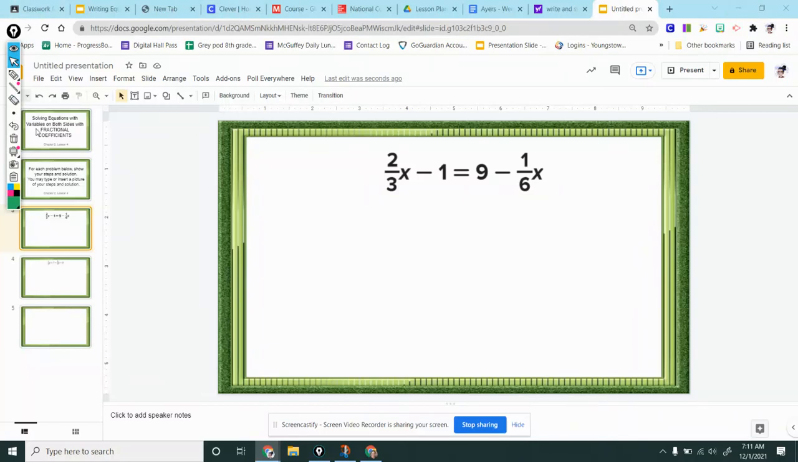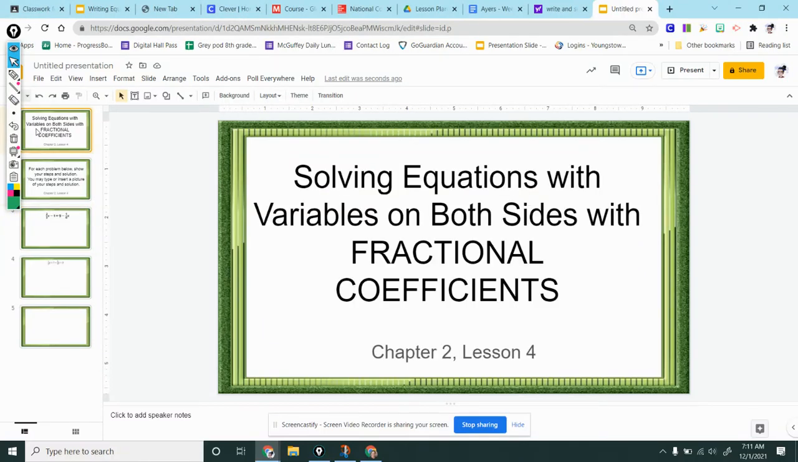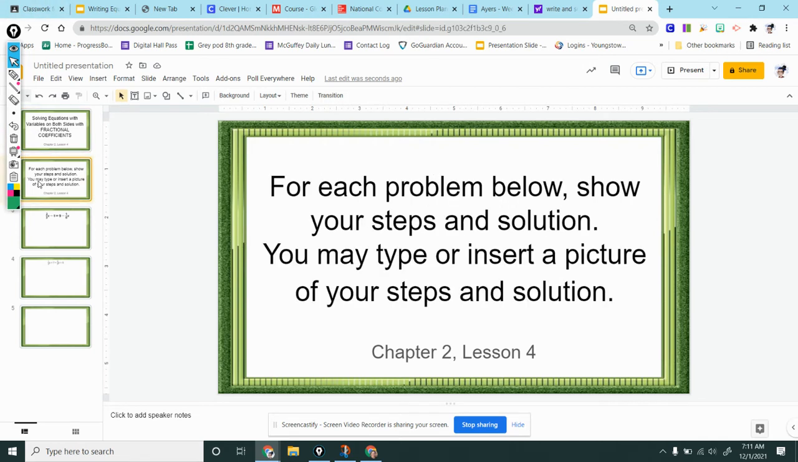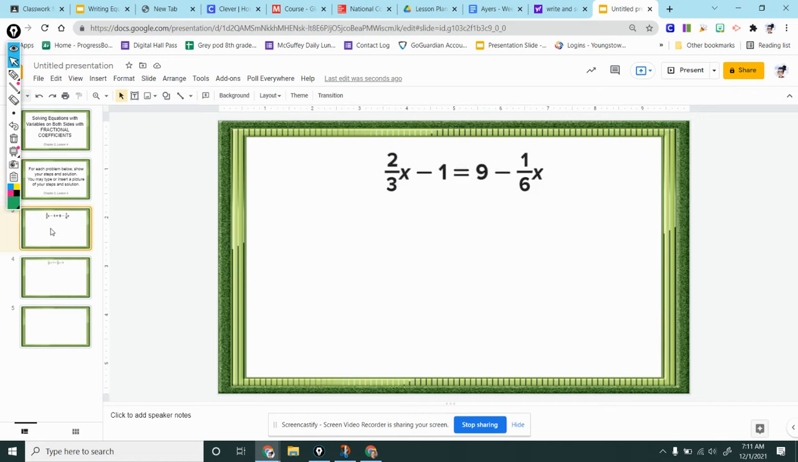Good morning. As you can see, today we are going to be solving equations with variables on both sides with fractional coefficients. Yesterday we worked on writing the equations. Today we're going to solve the problems that have fractional coefficients.